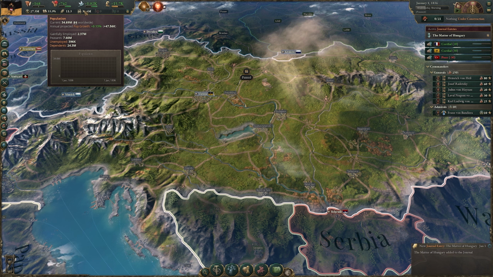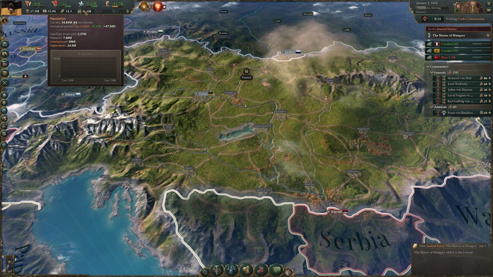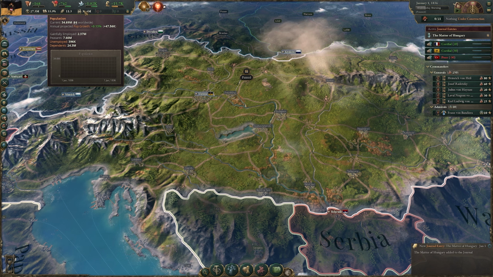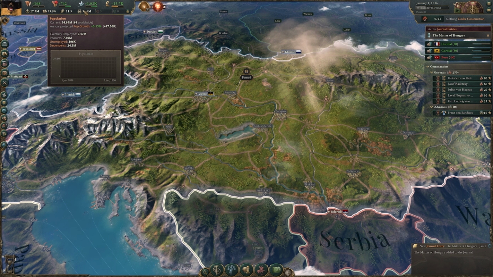This, of course, is population. We can have a 0.13 pop growth across the board, which is netting us 47,500 pops every year. It's not fantastic, but it's not terrible either.